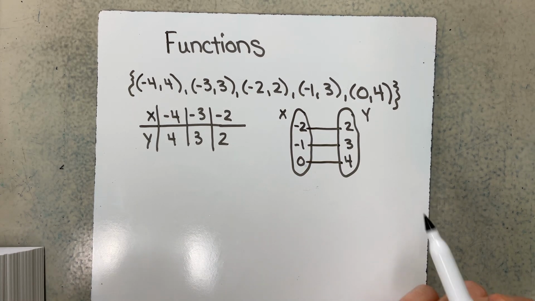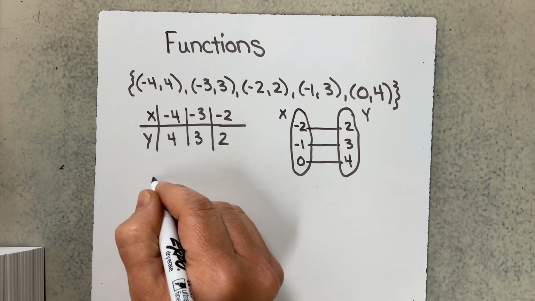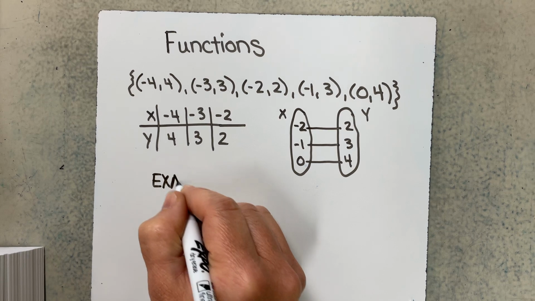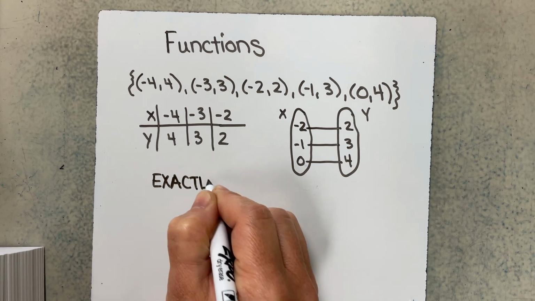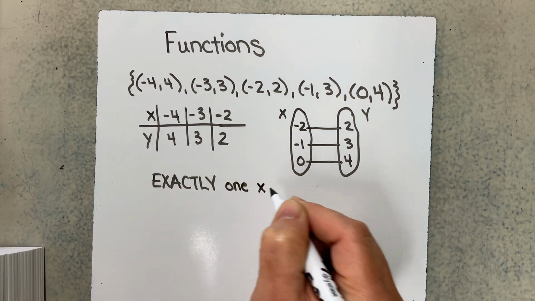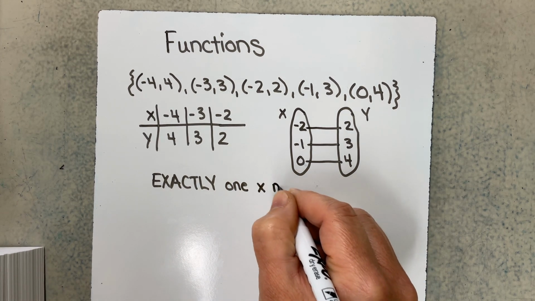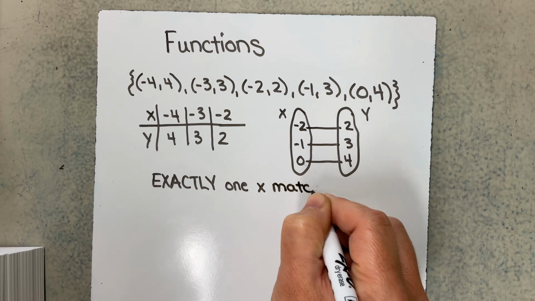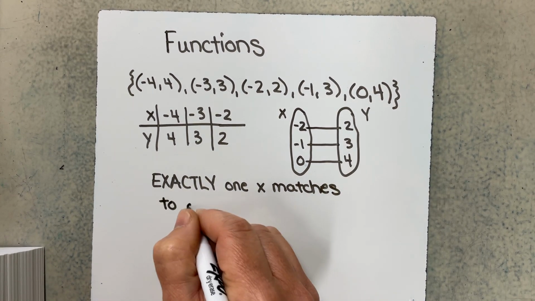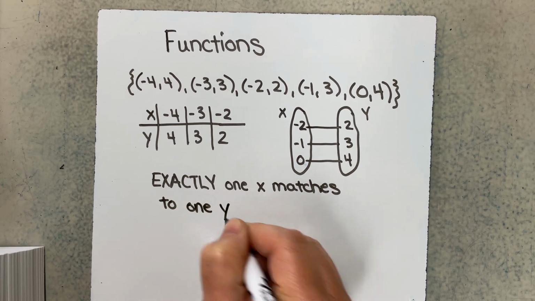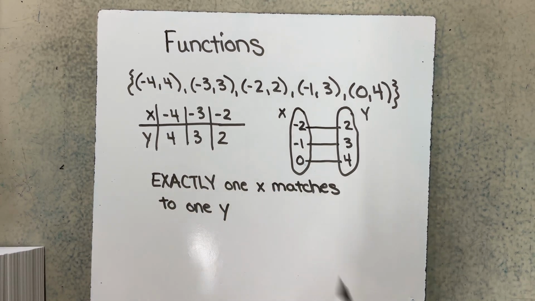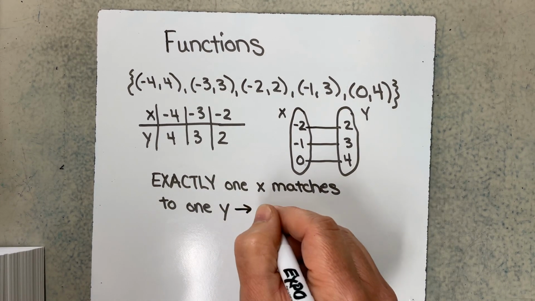Okay? When you have exactly one x matches to one y, which is what you see here. I have different x's, they each match to a different y. Then it is a function.